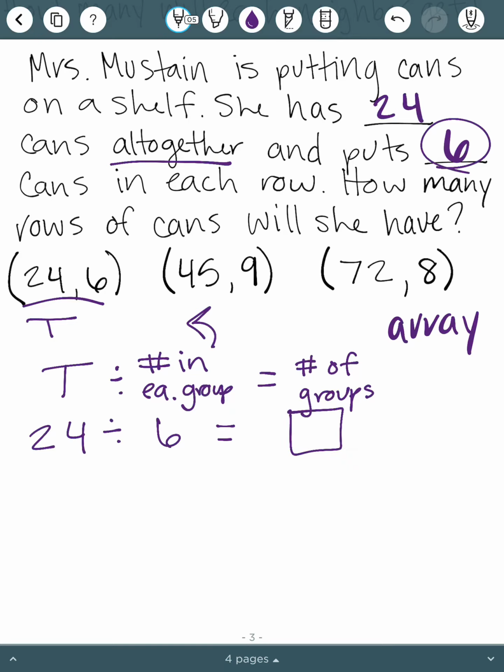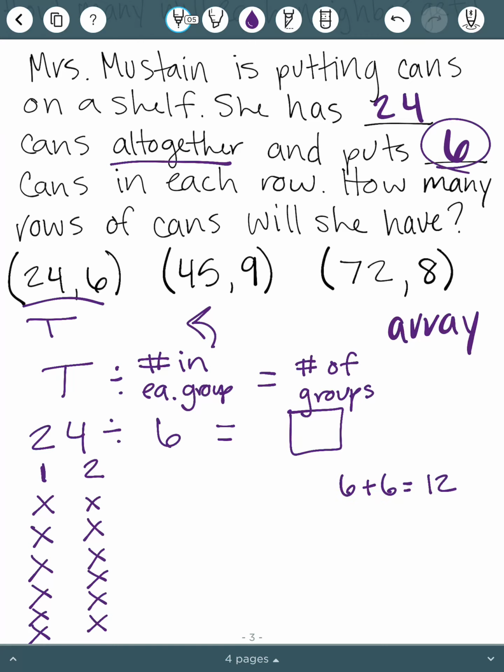So then students can make their rows. So we know we have how many is in each row. So we know we have 1, 2, 3, 4, 5, 6. So that's 1 row. 1, 2, 3, 4, 5, 6. That's 2 rows. So we know that 6 plus 6 equals 12. Okay, so we're not quite to 24. We need another row. So the third row is going to be 1, 2, 3, 4, 5, 6 in each row. So now we have 3 rows.